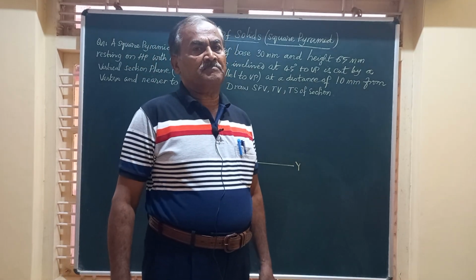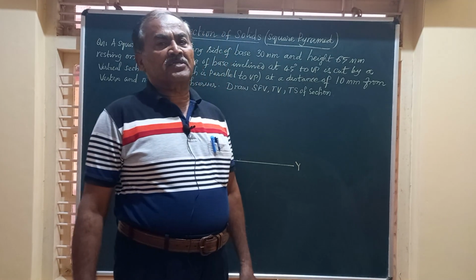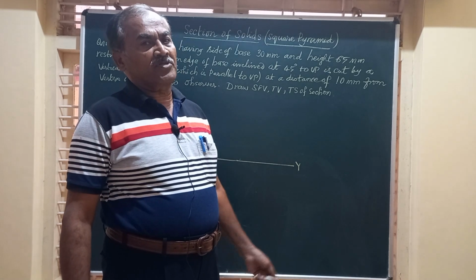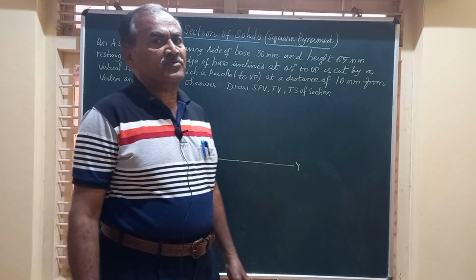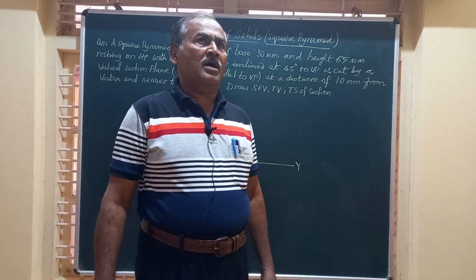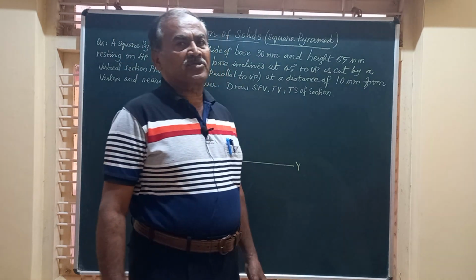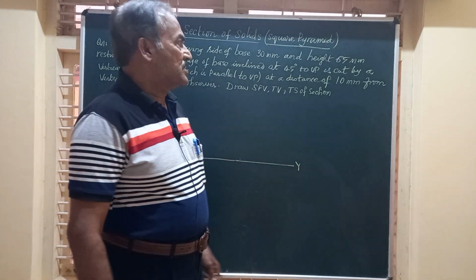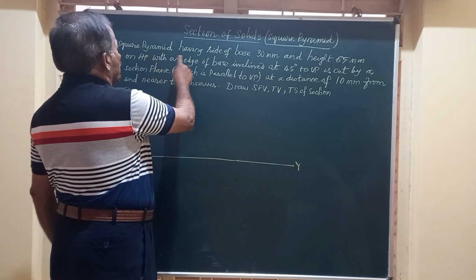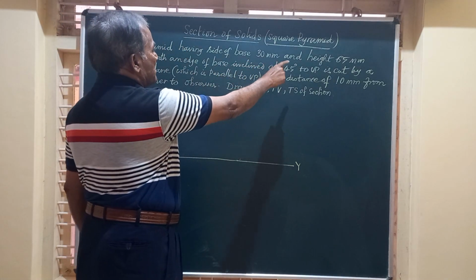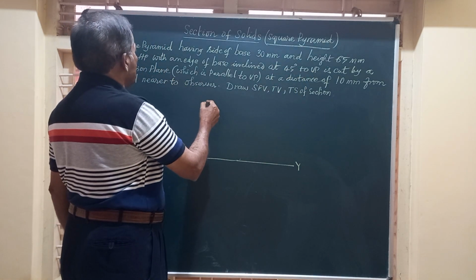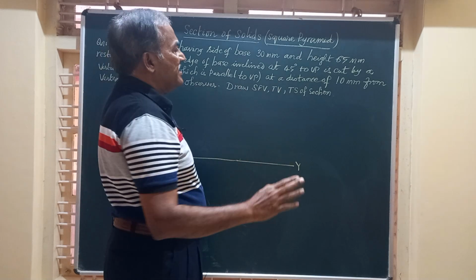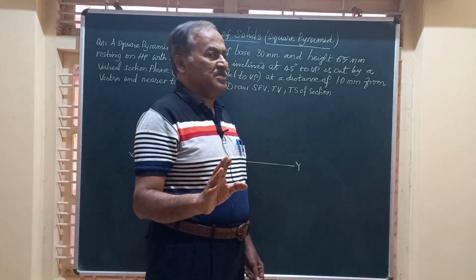I am Dr. M. H. Chennaya. In today's presentation for this YouTube video, we are having the section of a square pyramid. And the question for today's video runs like this. A square pyramid having side of base 30 mm and height 65 mm resting on HP with an edge of base inclined at 45 degrees to VP.